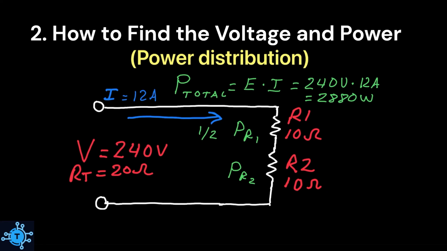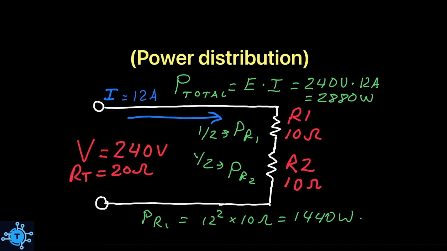You might have guessed that each load, since they are of the same resistance, is allocated 1/2 of the total power, or 1,440 watts. And you'd be right. That's because using another power equation, P equals I squared R, you would have 12 amps squared, or 144, times 10 ohms, which is equal to 1,440 watts, which is 1/2 of the total power allocated to the circuit.